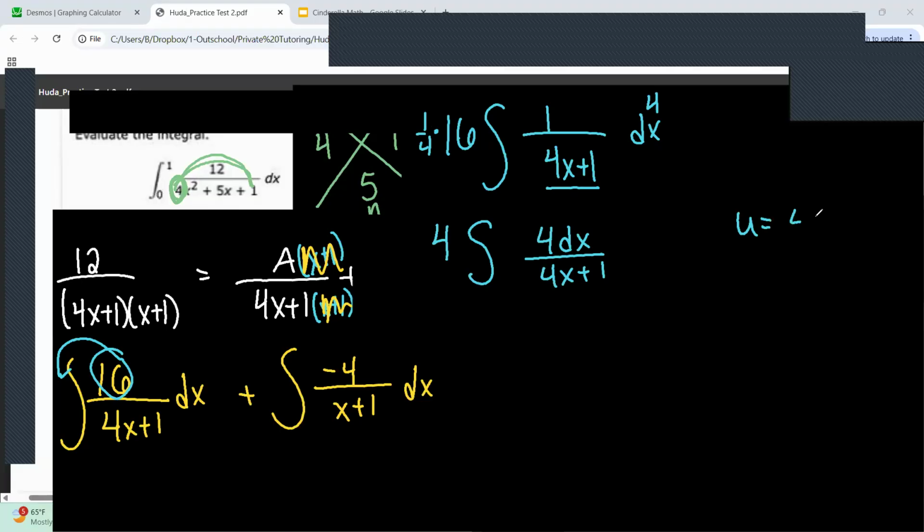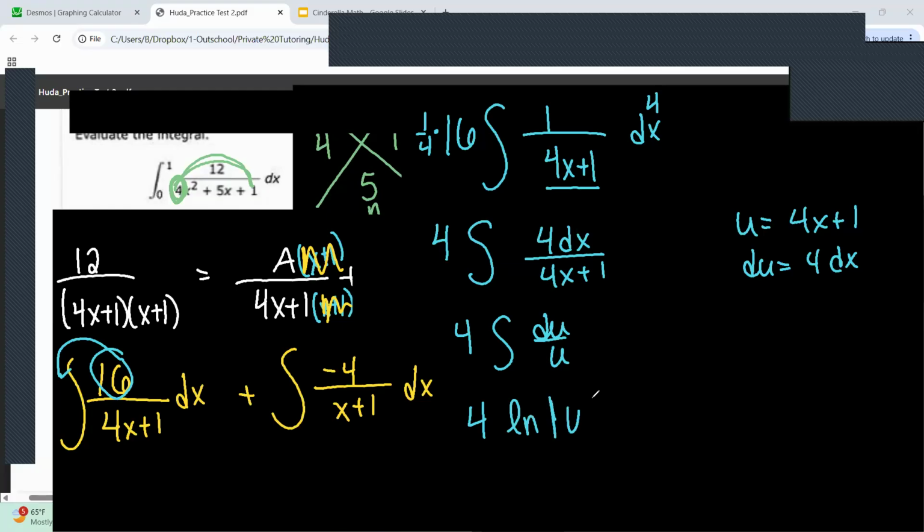If you let u be the bottom, and then du, whoops, not x. This is now 4 du over u. And you should just kind of recognize that as natural log of the bottom. So that's going to be 4 natural log of absolute value 4x plus 1. And I am putting an absolute value because natural log can only be positive. Okay, you should recognize that if you're this far into your calculus journey. This should just come.